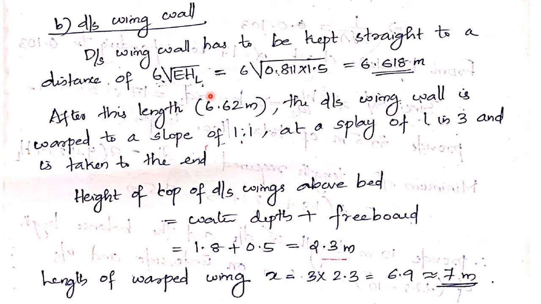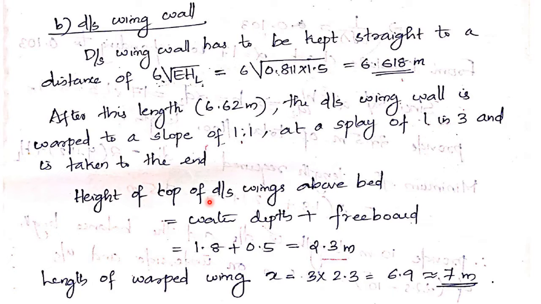Okay, next is design of downstream wing wall. The downstream wing wall has to be kept straight to a distance of 6 into root of E into HL, where E is 0.811 and HL is head loss, that is equal to 1.5. These values we have found out earlier. Therefore that straight length of the downstream wing wall is equal to 6.618, and we are rounding it off to 6.62. After this length, the downstream wing wall is warped to a slope of 1:1 at a splay of 1:3 and is taken to the end. This portion I will explain in the figure in the next slide.